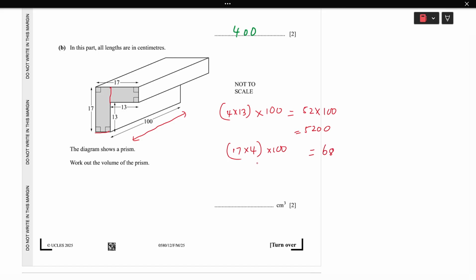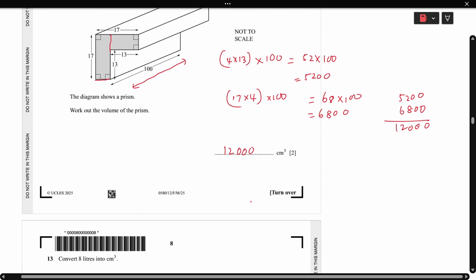40, then 20 area, 68 times 100, which is going to be 6800. Then we should add up this 5200 and 6800, which is 12,000. The answer is 12,000 centimeter cube.